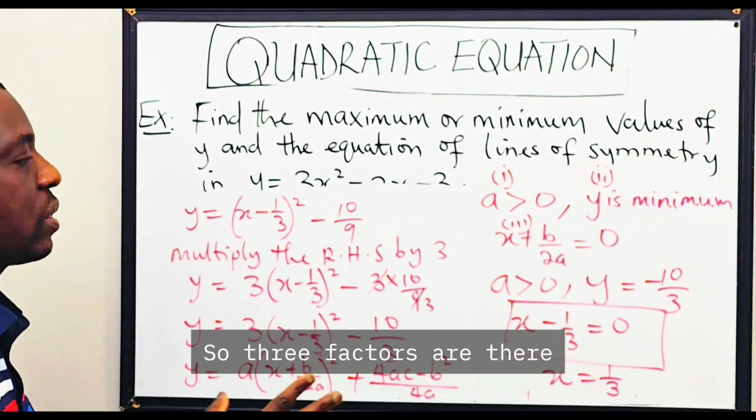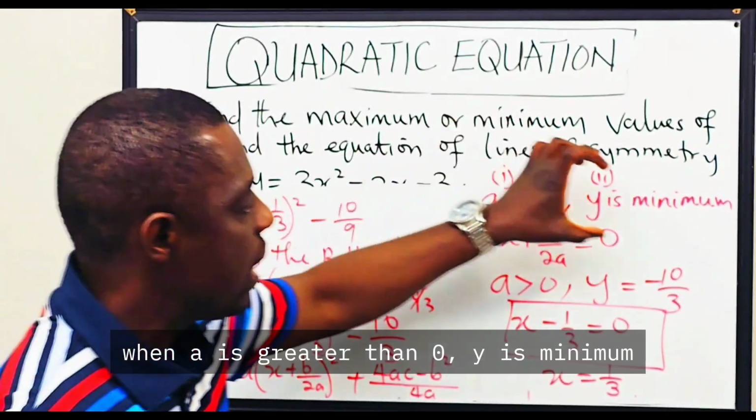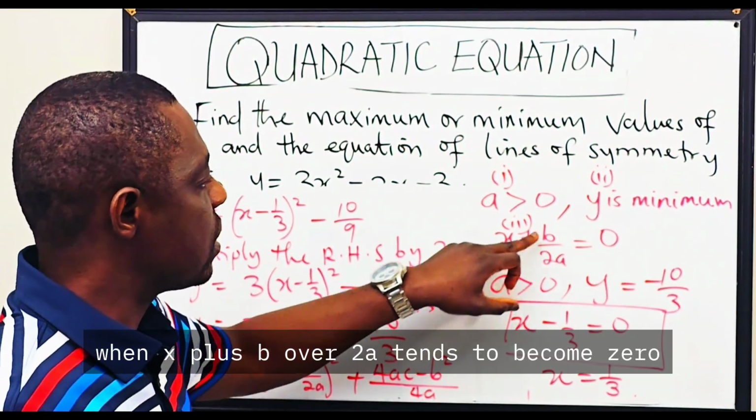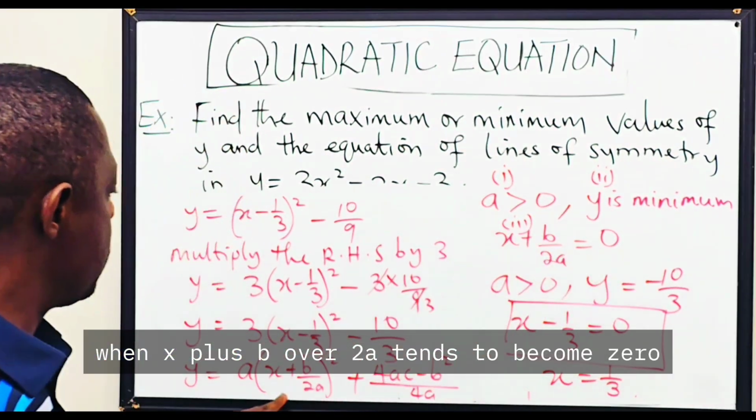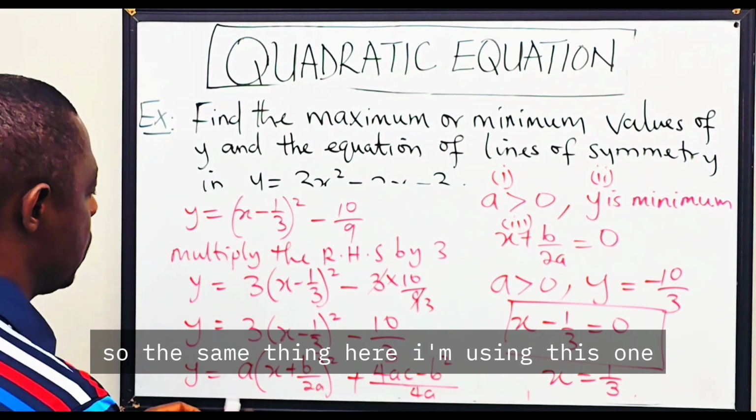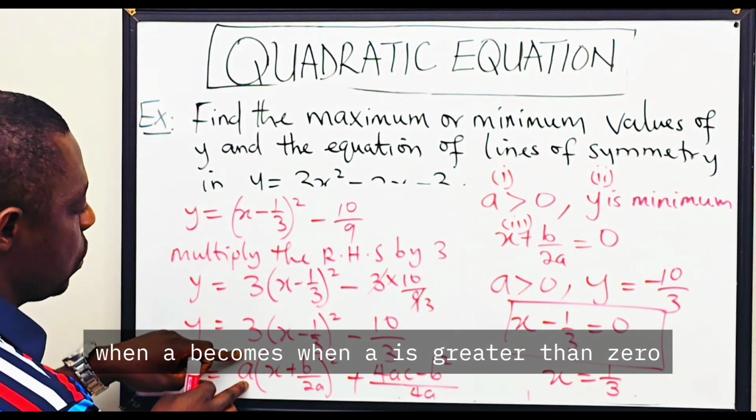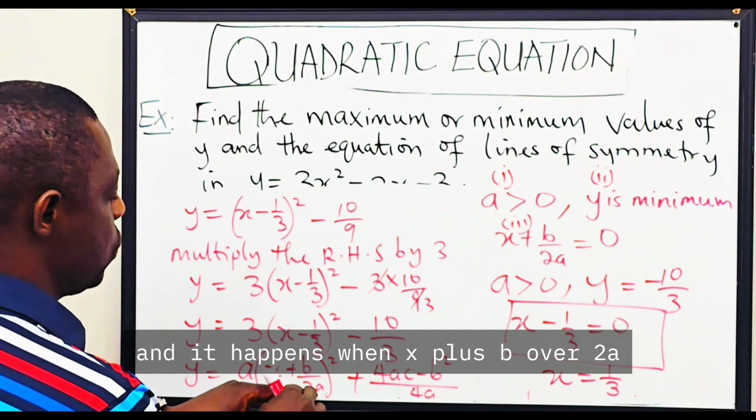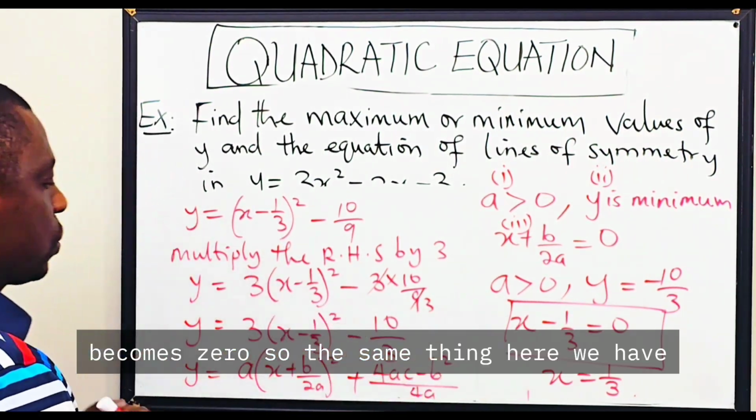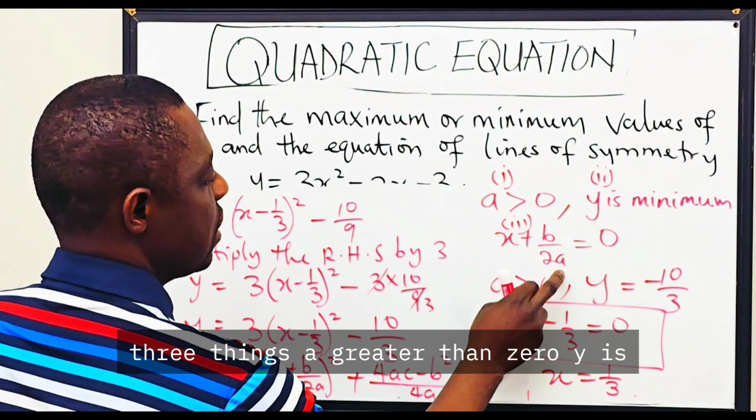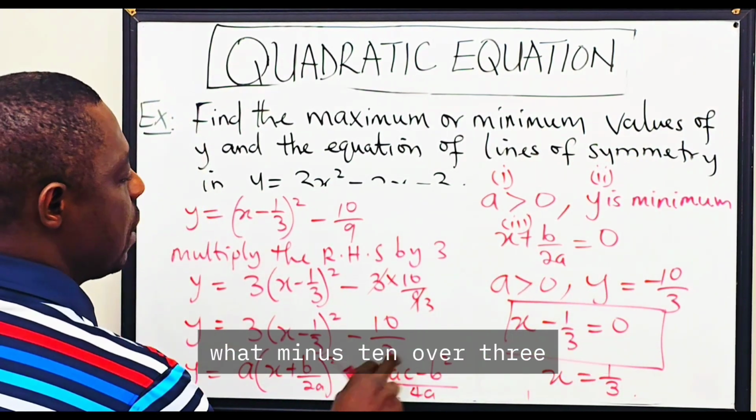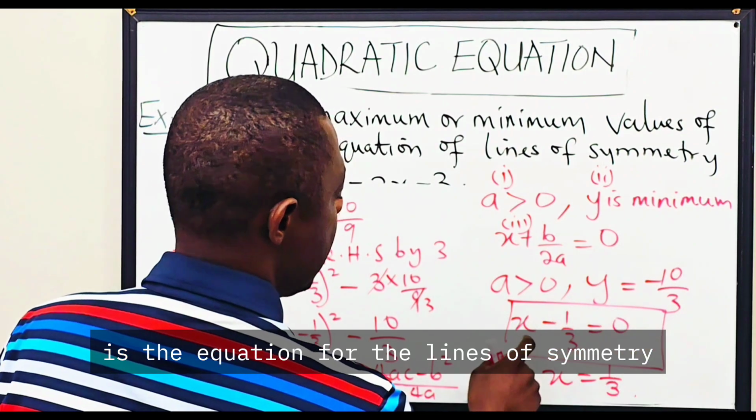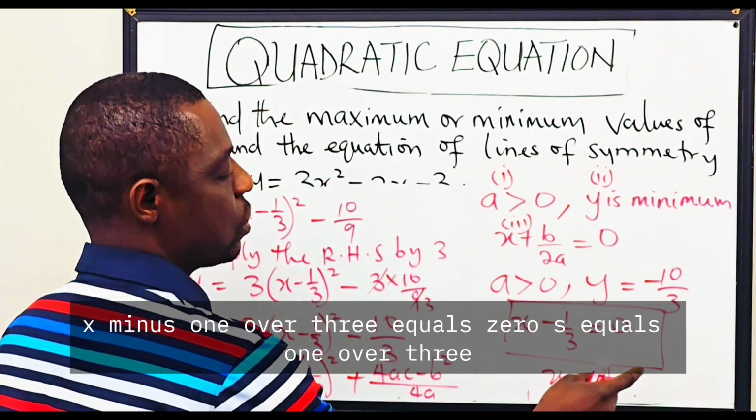So three factors are there. When a is greater than 0, y is minimum. And where does that happen? It happens when x plus b over 2a becomes 0. So the same thing here, we have 3 things. A greater than 0, y is what? Minus 10 over 3. And x, which is the line of symmetry, this is the equation for the line of symmetry. X minus 1 over 3 equals 0. X equals 1 over 3.